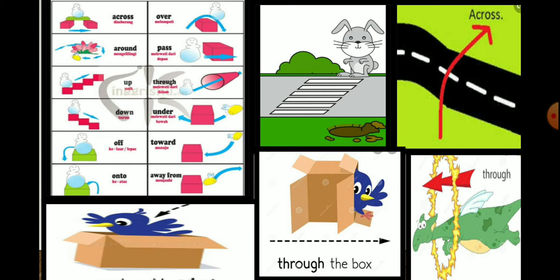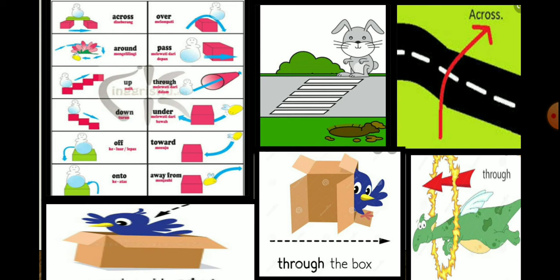Next one you can see under. The bunny is moving under the box. Next, the snowman tries to climb off the box. Next, the bunny is moving towards the box. Next, the snowman is standing onto the box. And the next one, the last one, you can see the bunny is trying to move away from the box.